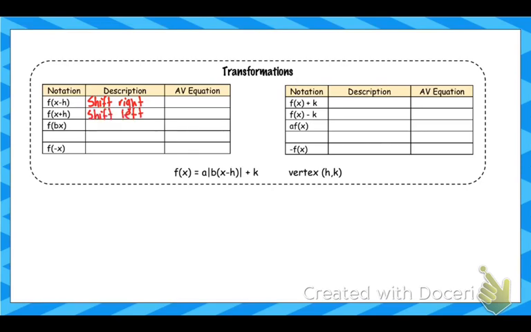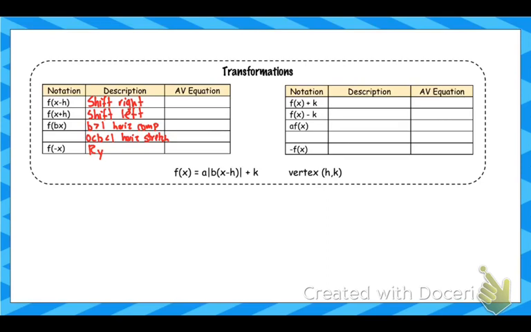That b, it depends on the value of b. If it's greater than 1, it's a horizontal compression. If it's between 0 and 1, it's a horizontal stretch. And then that negative y, that's a reflection over the y-axis.